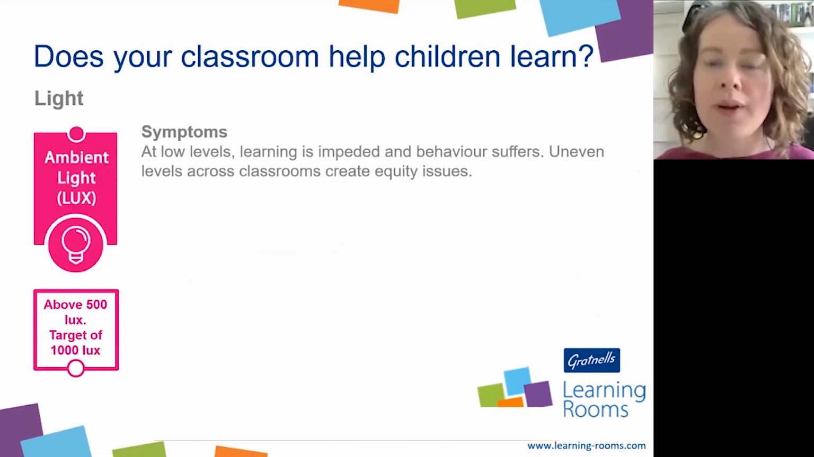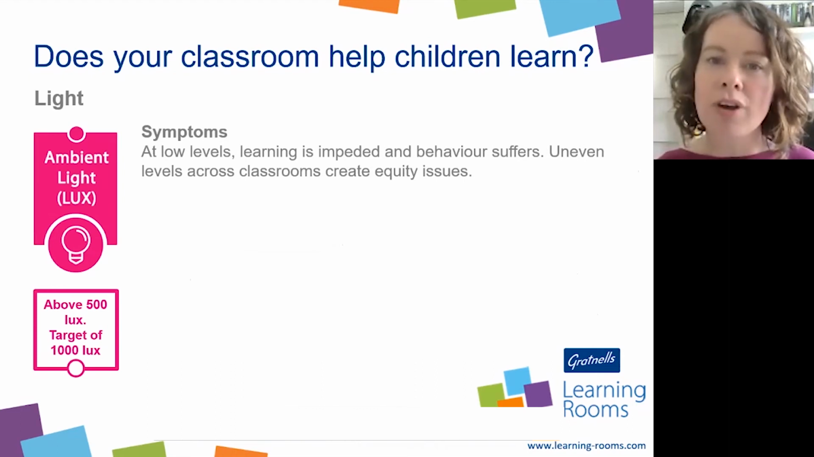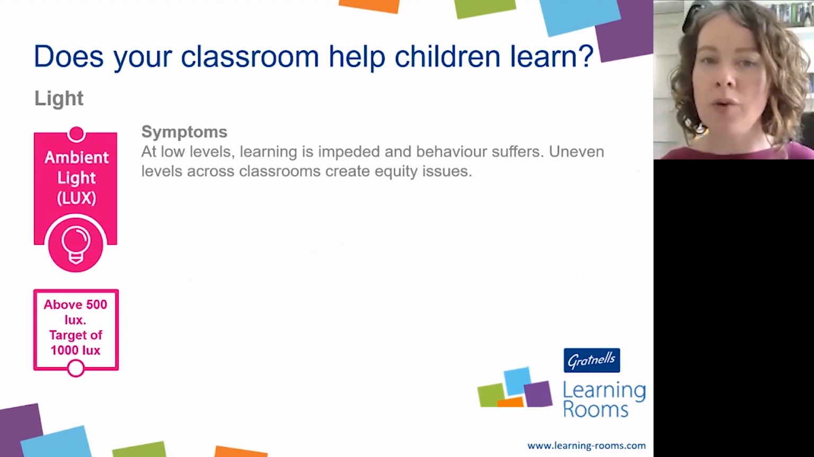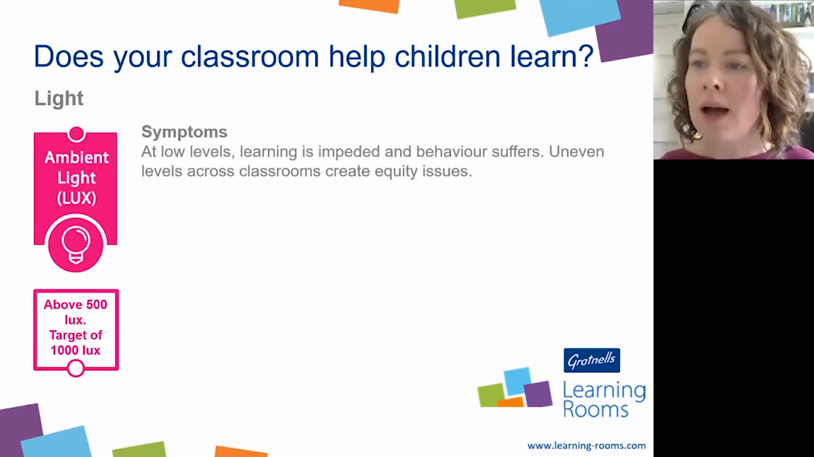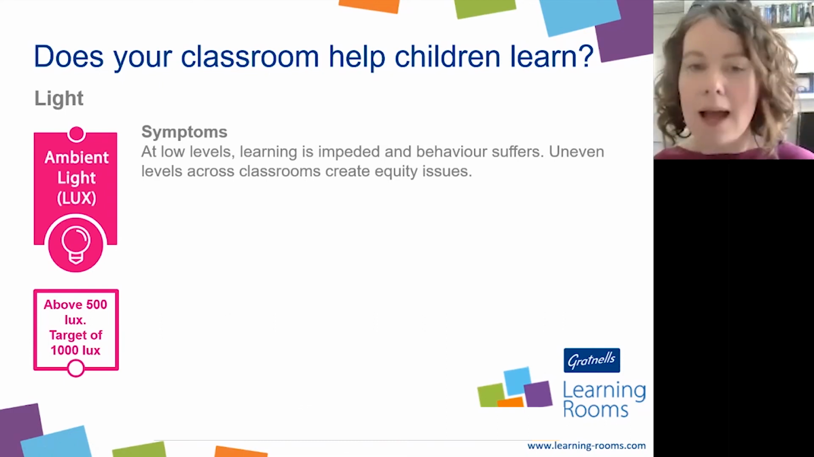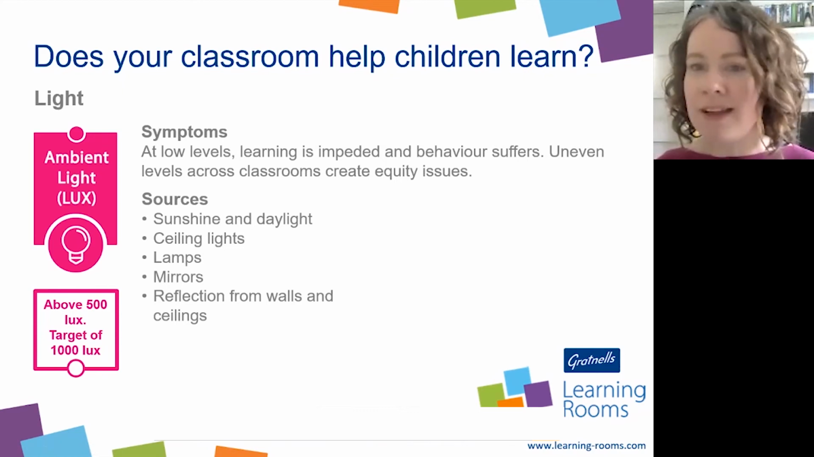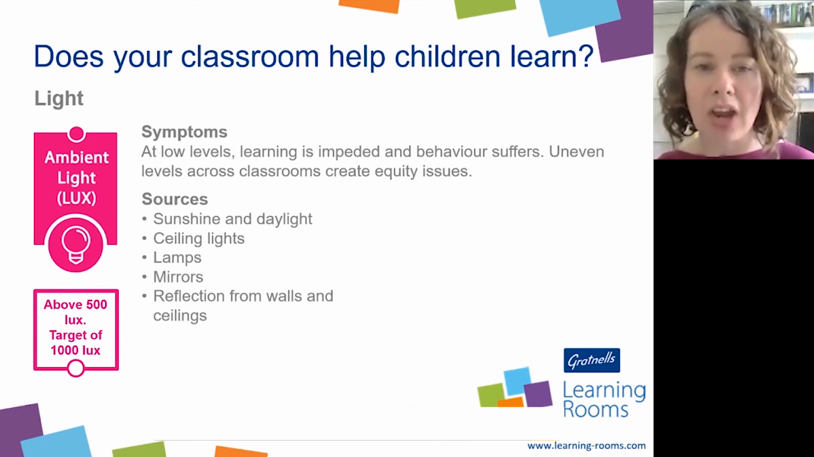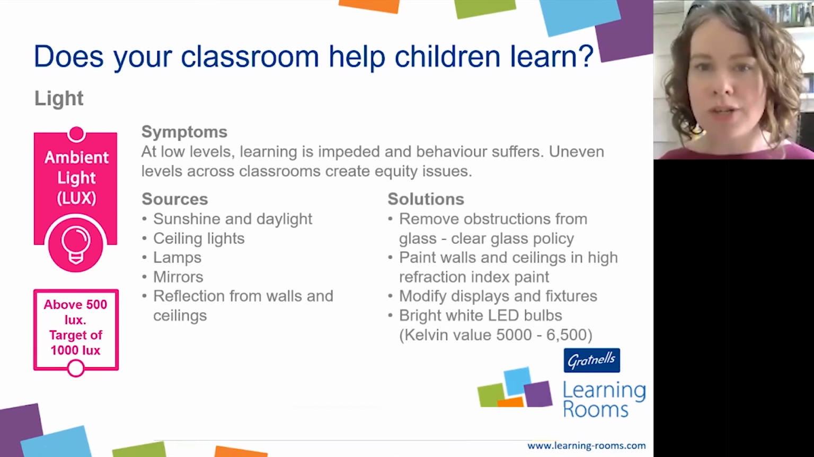Looking at light levels now, quite simply, children don't learn as well when the light levels are low, and their behaviour suffers too. So if light levels are uneven across a classroom, then you can have equity issues for the group. Optimal levels are shown here, between 500 and a target of 1,000 lux. It tends to be the higher the better, as long as it's comfortable. Sources, again, we've got your direct and indirect light sources here, remembering that dark walls and ceilings can be a sink for light.